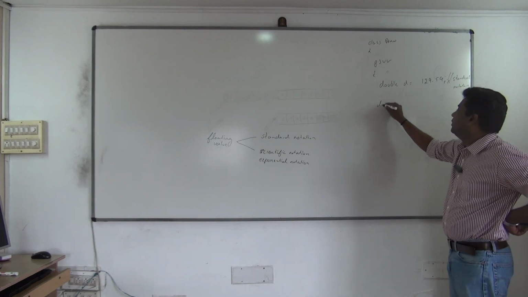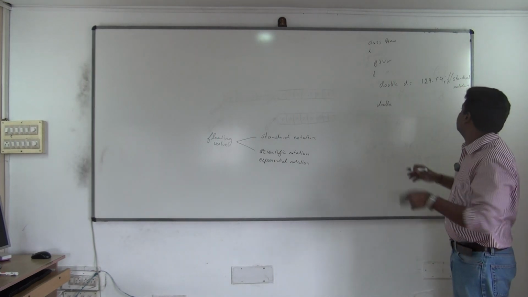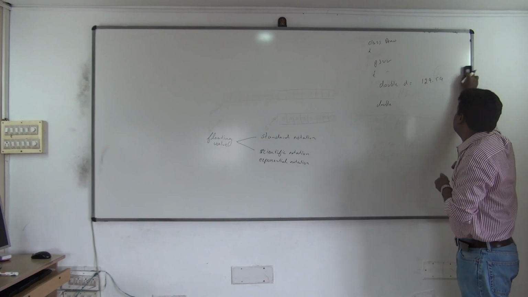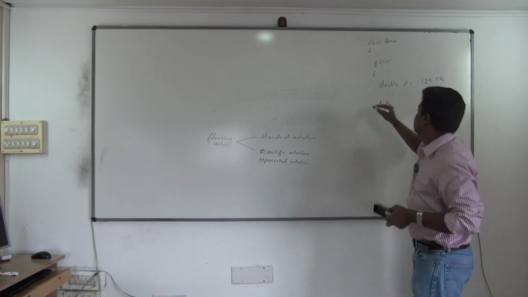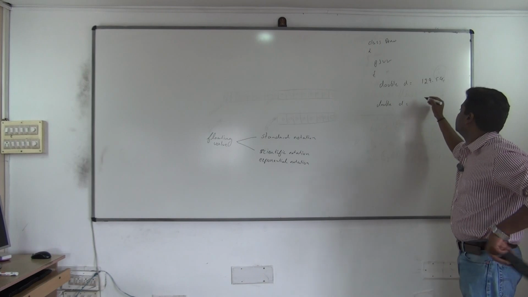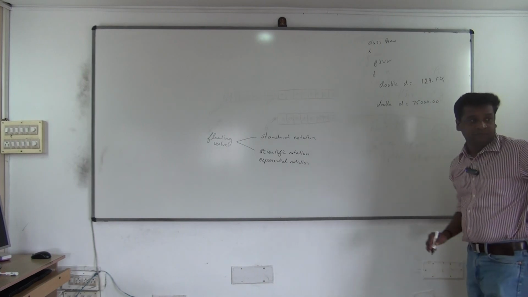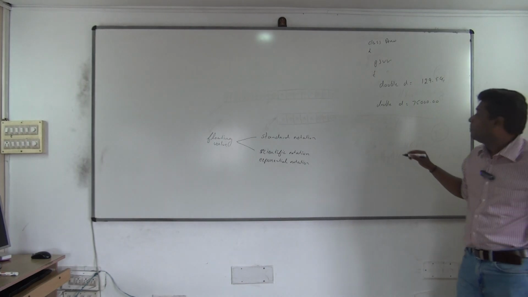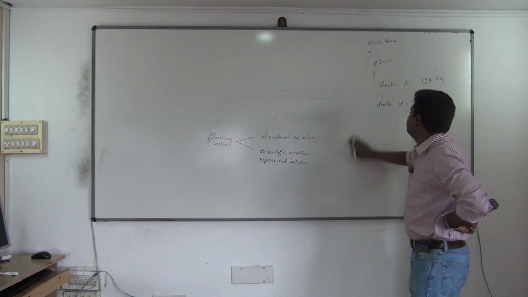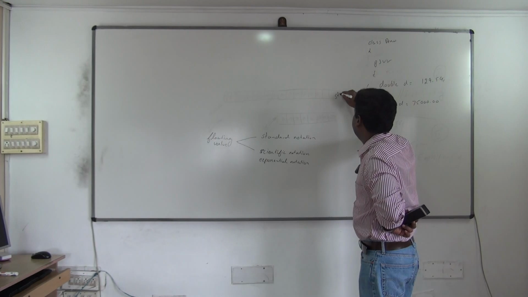Similarly, you can write double D is equal to 75,000. Also you can write dot, I am putting. Okay. So then what you can do, these are all standard notation.